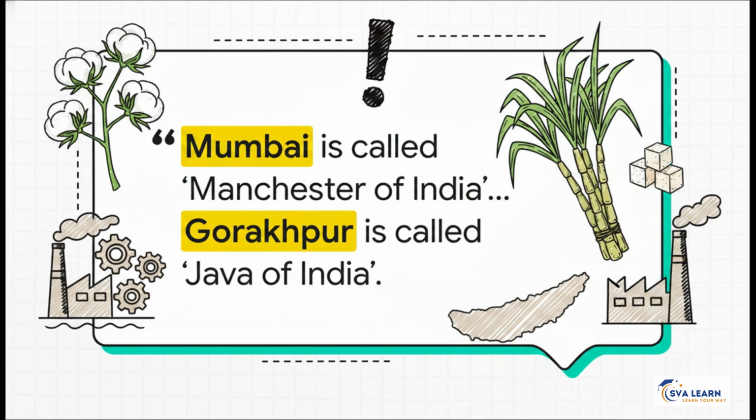Mumbai has the highest number of cotton mills, earning it the super cool titles Manchester of India and Cottonopolis. On the flip side, the Gorakhpur district in Uttar Pradesh has the maximum number of sugar mills, so it's called the Java of India. Keep those strictly separated in your head.